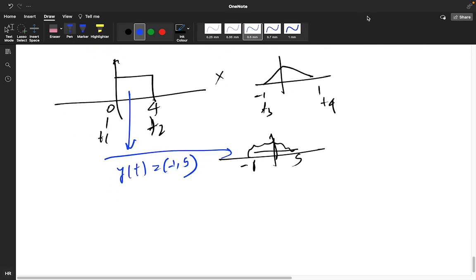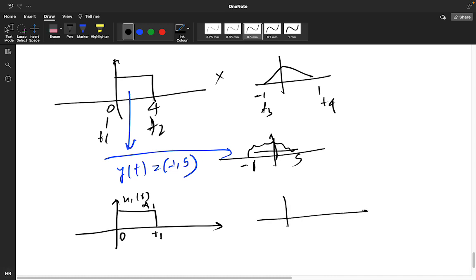Now write one signal, this is your x1 of t, with a signal at time t1, and this is the a1 value. Another signal, this is x2 of t, this is the a2 value, this is t2, and this is t.